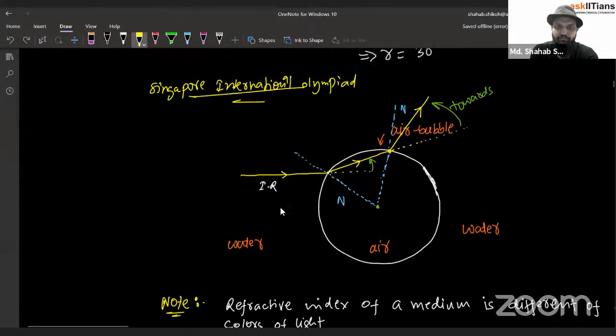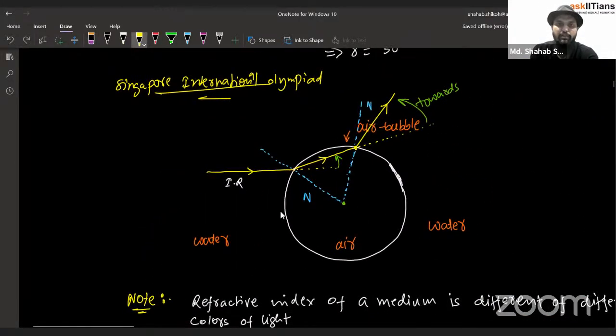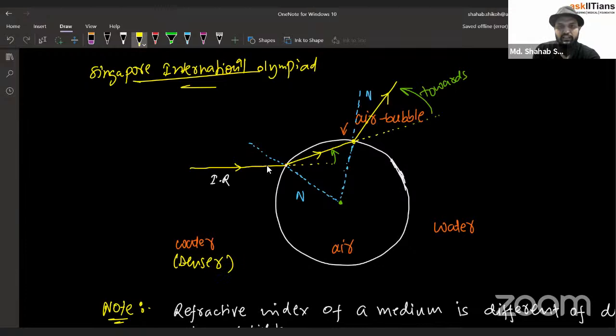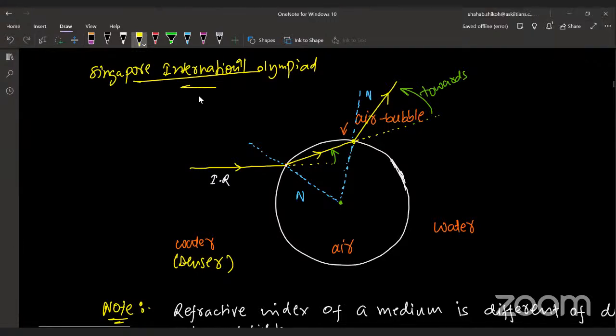Air bubble means what is inside the bubble? The bubble is basically air. Water is the denser medium here. So here the light is going from denser to rarer, so it will bend away from the normal. This is the normal. And then it is going from air to water, that means rarer to denser, so it bends towards the normal. So this is how the ray goes. I hope you guys understood it. Is it okay? Fine?